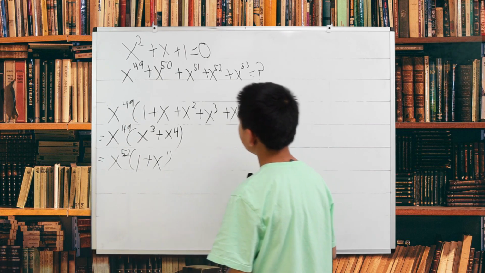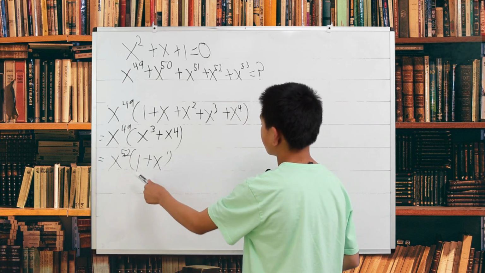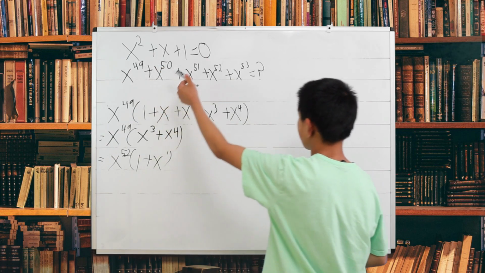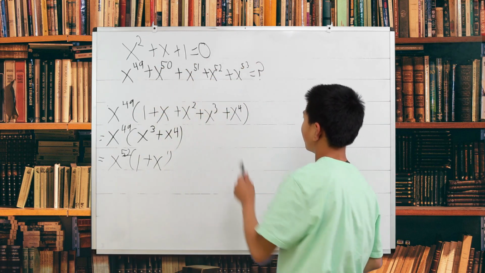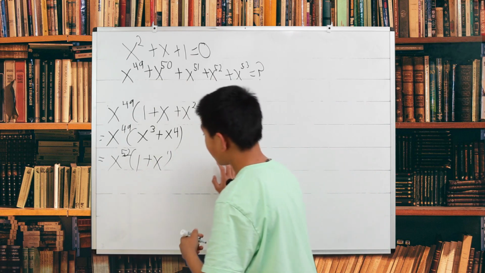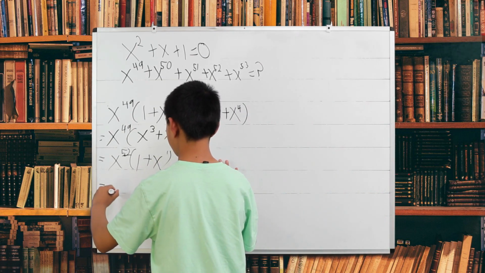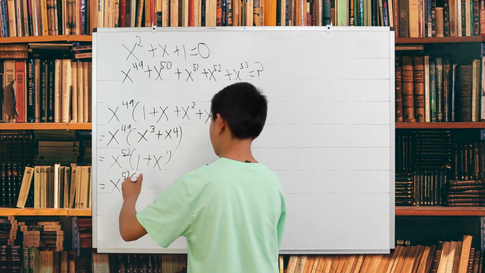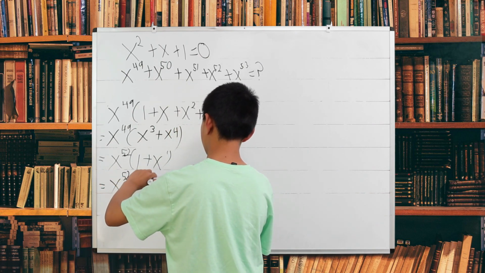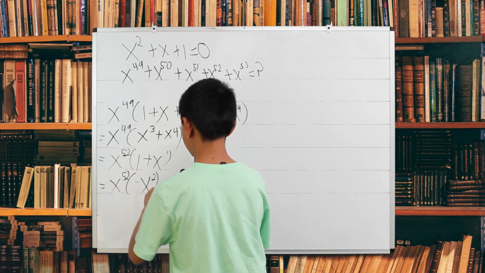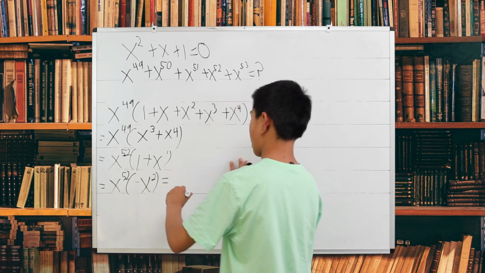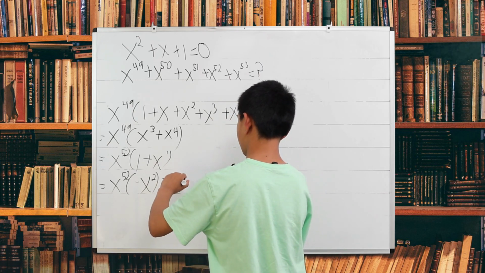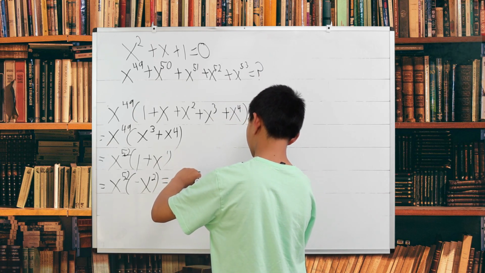Now we also know that up here, when we subtract x squared from both sides, x plus 1 is negative x squared. So this is going to be x to the power of 52 times negative x squared, which is also equal to negative x to the power of 54.